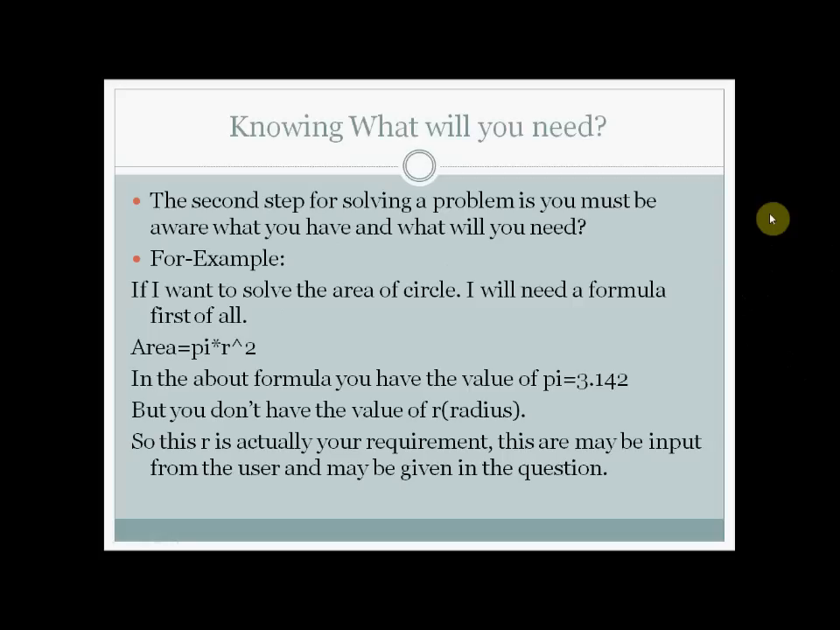The area of a circle is area equal to pi r square. So the value of pi is constant, which is 3.142, but we need r. The r is a variable which may be changed.